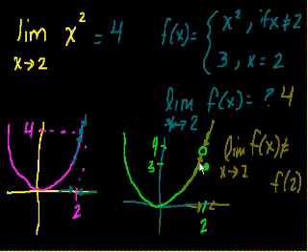Because you have functions where, for whatever reason, at a certain point either the function might not be defined or the function kind of jumps up or down. But as you approach that point, you still approach a value different than the function at that point.